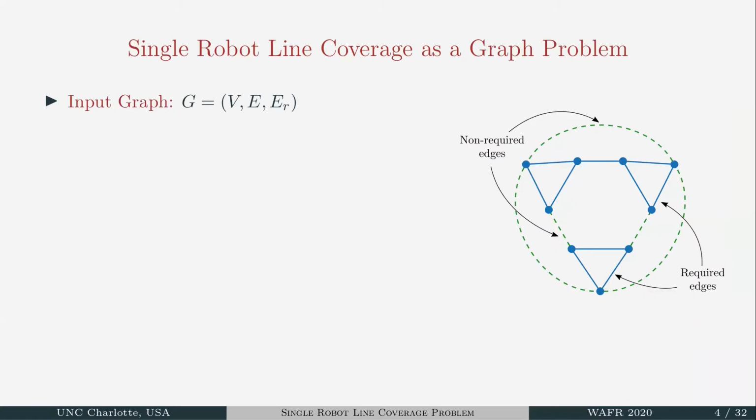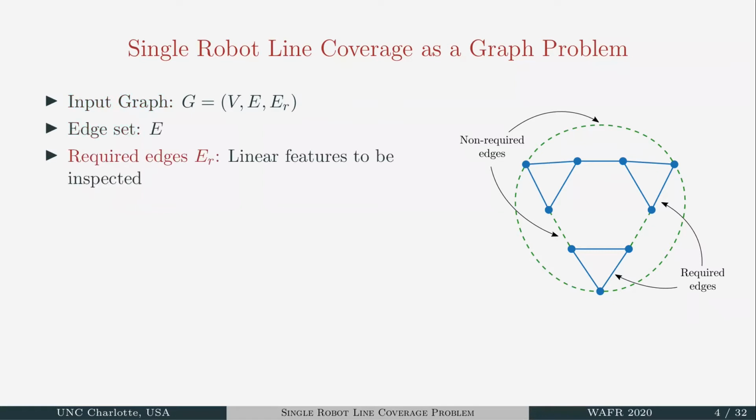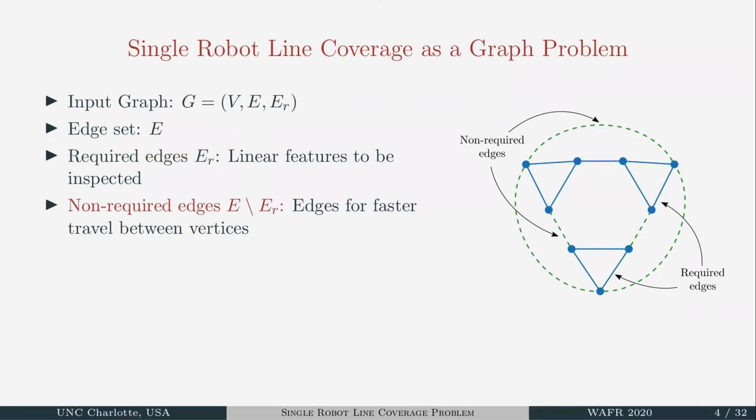We model the single robot line coverage as a graph problem. We are given an input graph G with edge set E, a set of required edges ER. These required edges correspond to the linear features that are to be inspected. We have non-required edges, and these edges can be used for faster travel between vertices. Finally, we have the vertex set V, and the vertices correspond to the endpoints of all the edges.